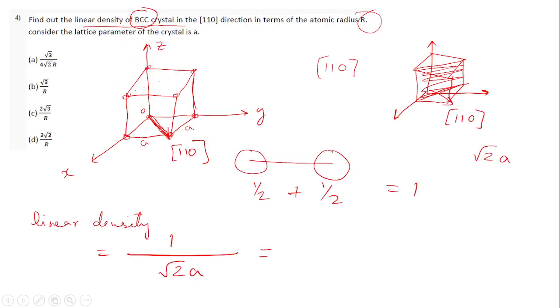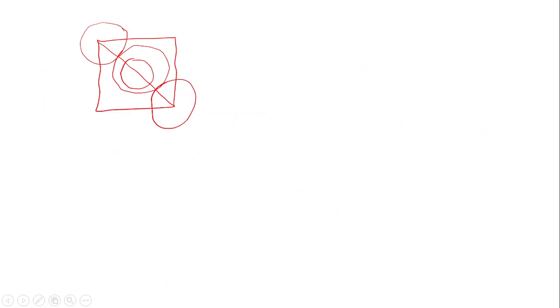But where are these? Now these are not on the face diagonal like FCC. The one at this corner, the one at this corner, and one at the body center. I'm talking about the body diagonal here. For finding out this relation, we have to consider where these 3 atoms are touching each other so that we can get the correct relation between R and A.